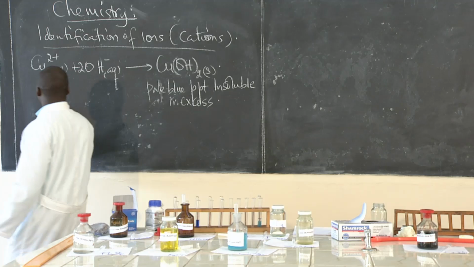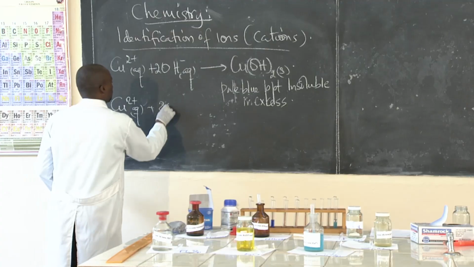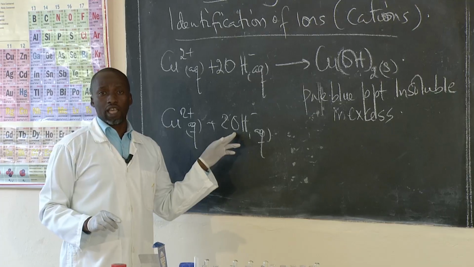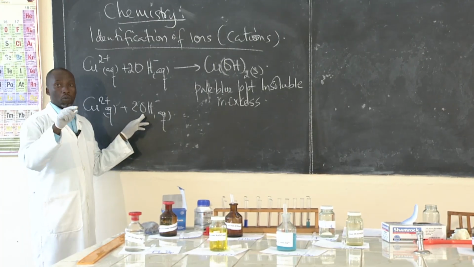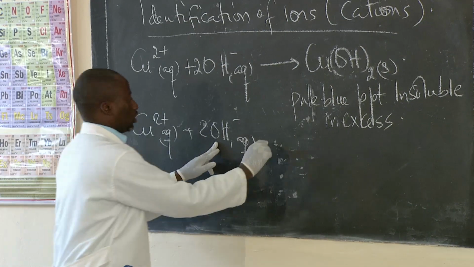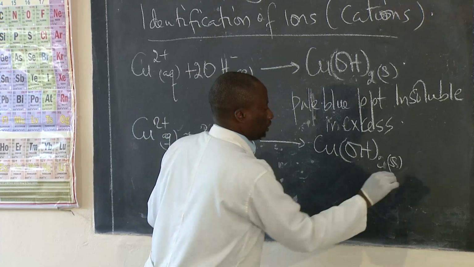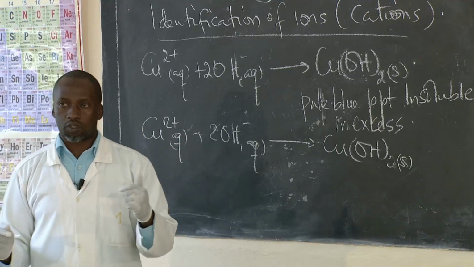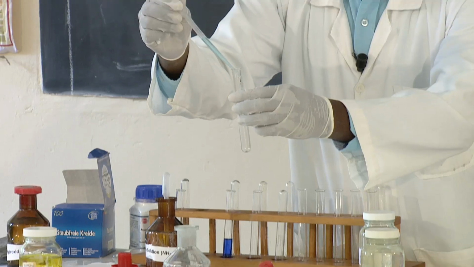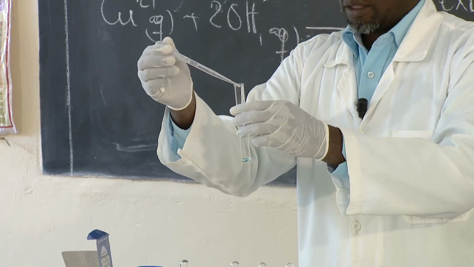So with ammonia solution, you're having copper 2 ions reacting with the hydroxide ions. Remember, the hydroxide ions are coming from ammonium hydroxide. You remember ammonium hydroxide is the same as ammonia. So this one gives the copper 2 hydroxide. Remember when we added a few drops, if you remember very well, I can still repeat once again to see what I'm talking about here.